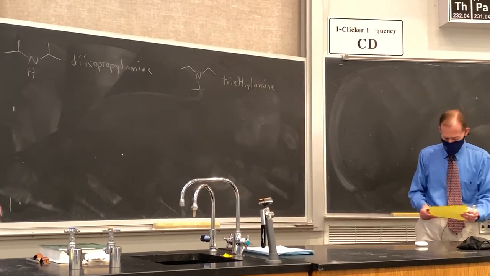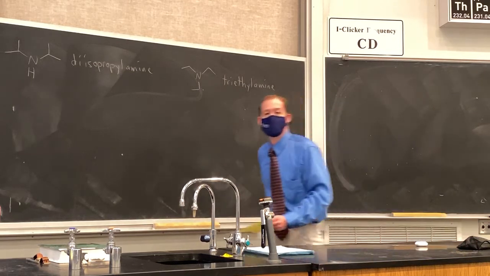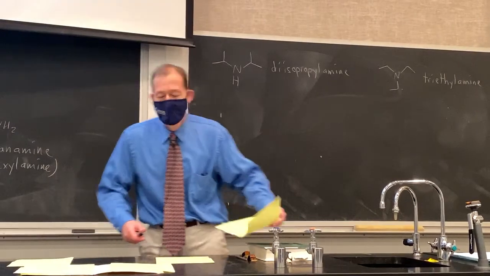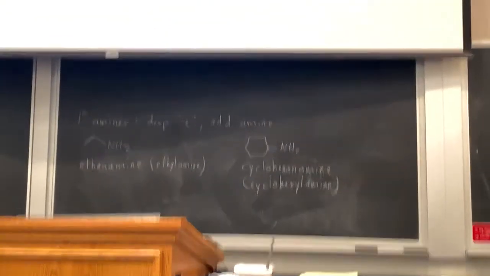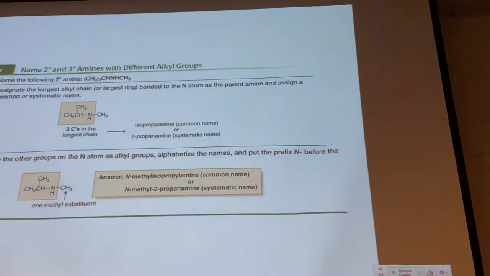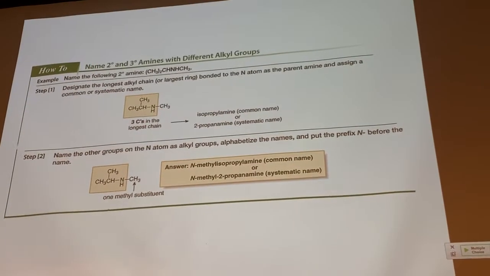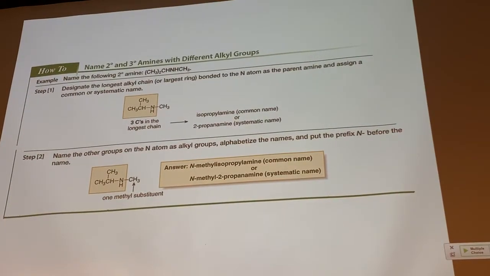If we have different alkyl groups in a secondary or tertiary amine, then this figure here is going to show us how to name those compounds. What we do is we take the longest chain or the largest ring and we use that as the parent, and we can assign it a name either using the common or the systematic system. It wouldn't matter. So this would be either isopropylamine or 2-propanamine.